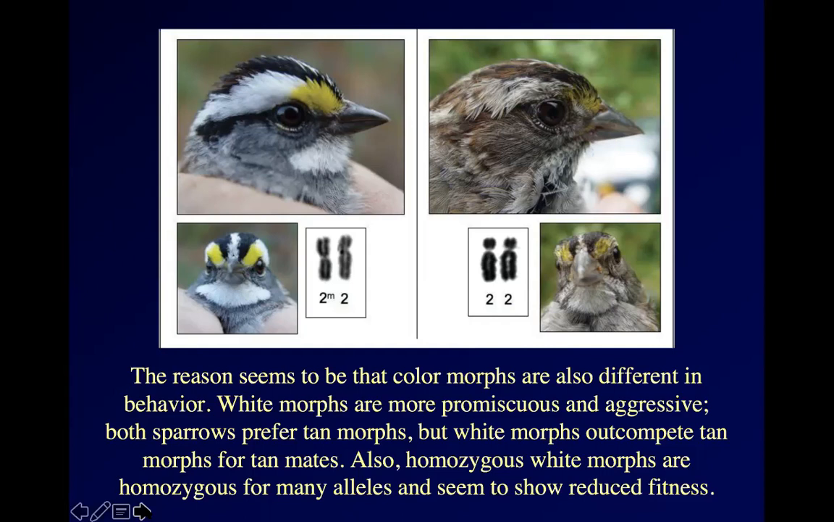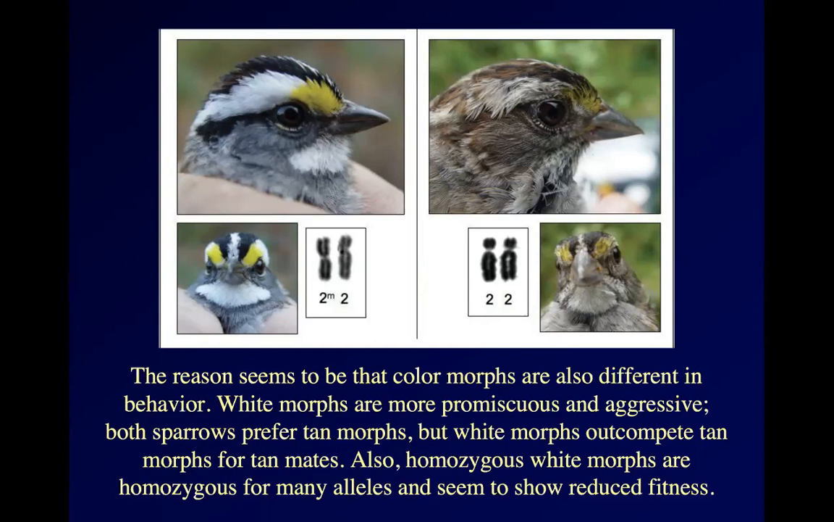White morphs outcompete tan morphs, but for some reason, white morphs prefer tan. So both white and tan sparrows prefer tan mates, but the white sparrows beat up the tans and take their mates, and that leaves the tans to mate only with the whites.